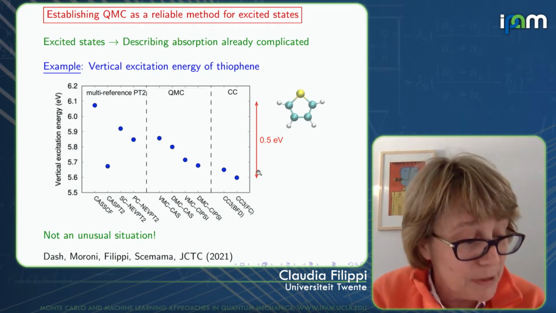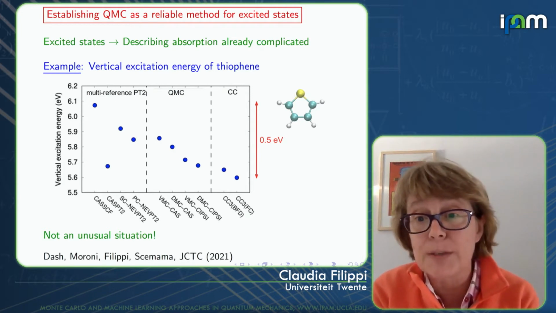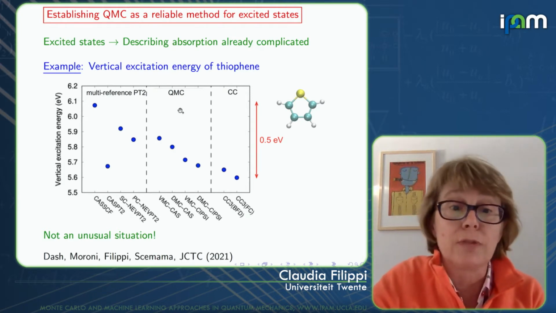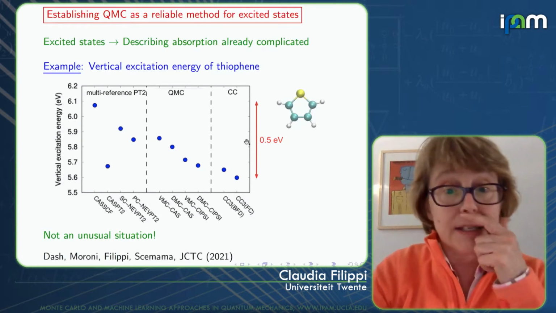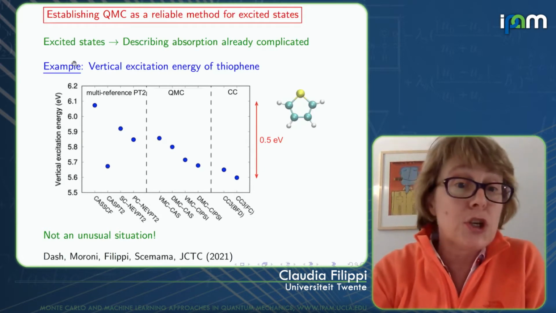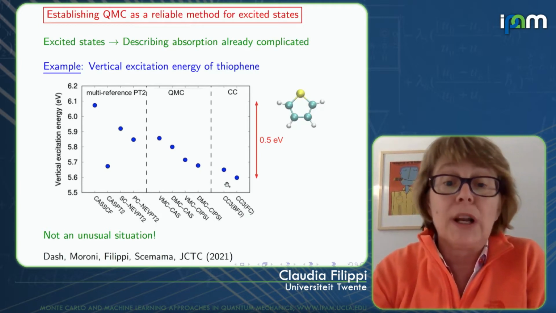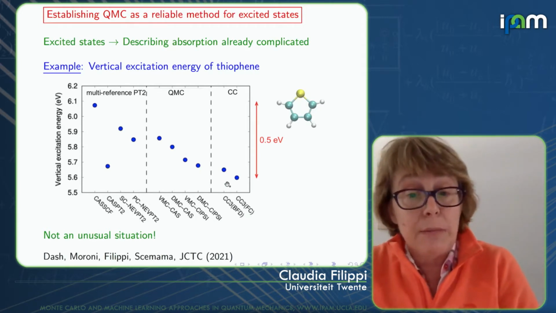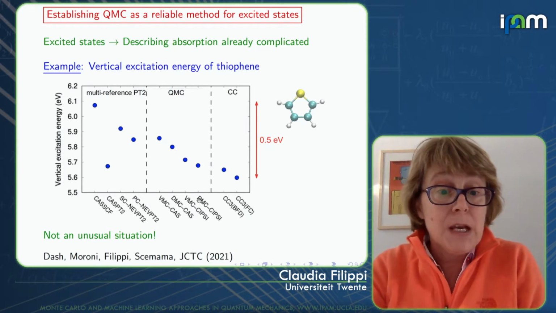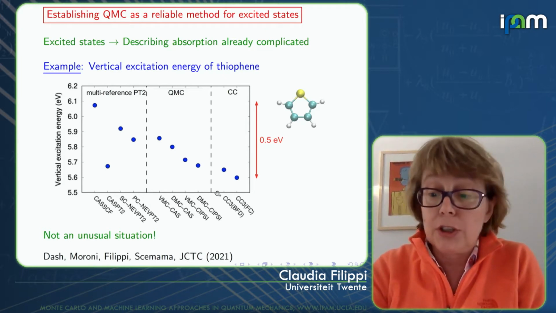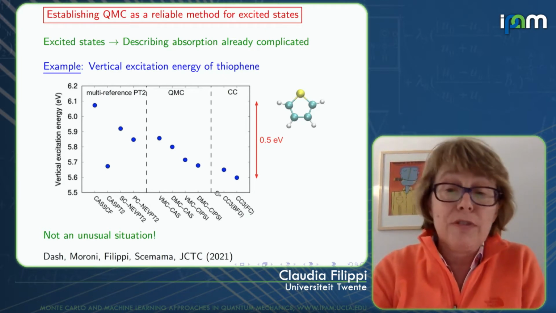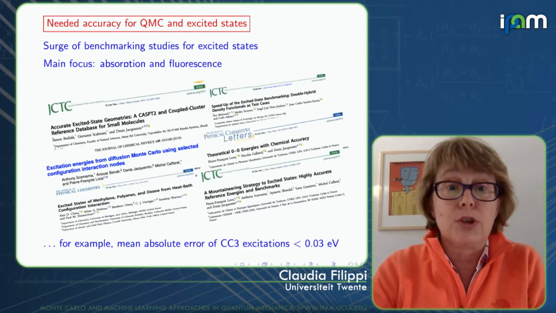Okay, so for the mathematicians present, that's half of the visible spectrum. If you show something like that to an experimentalist, they would be pretty shocked, especially because all of these methods, well, maybe except CASSCF, would claim to be close to chemical accuracy. So the situation is actually not unusual. We found it in many other systems, as I will show.